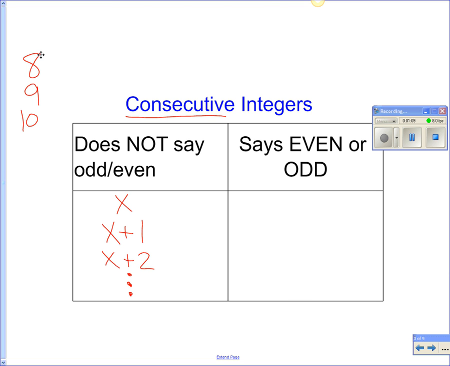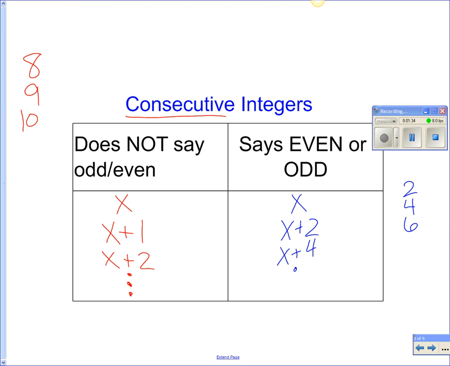Now, let's talk about if it says even or odd. So give me an even number. 2. What's the next consecutive even number? 4. What's the next one? Okay? So this would be x. How do you get the next even number? You add 2, and then you would have to add 4.